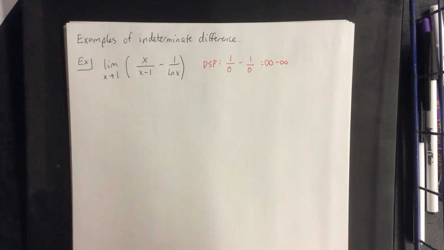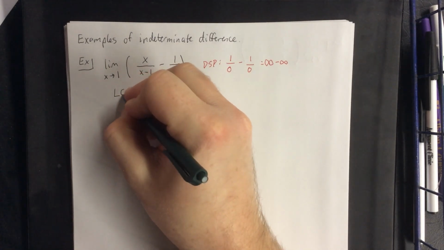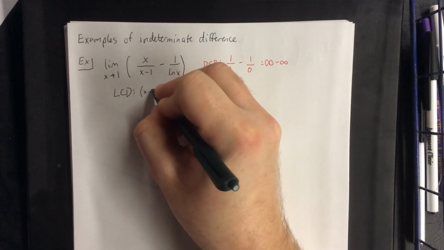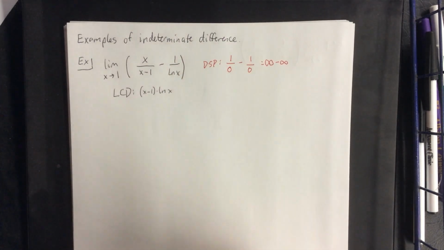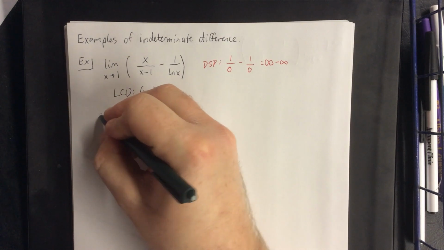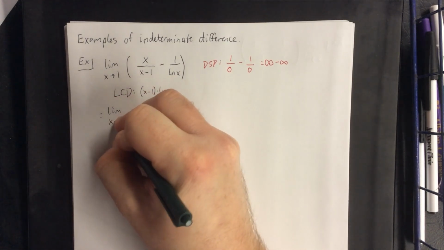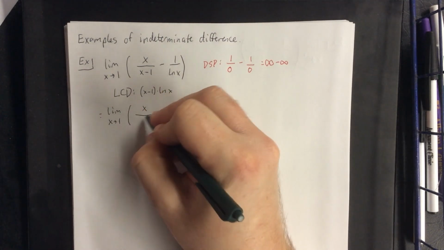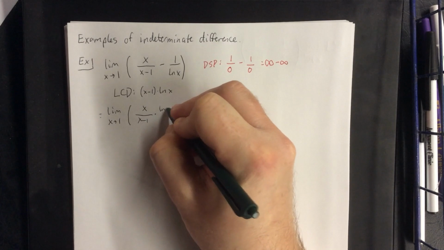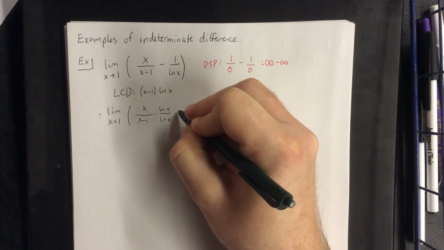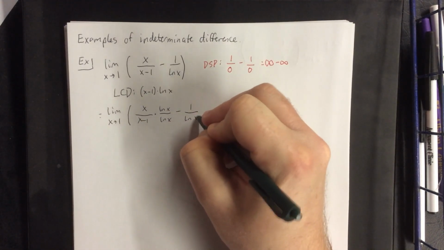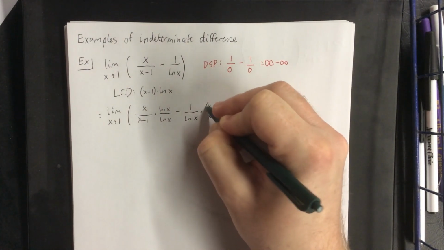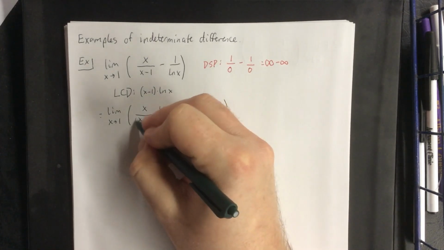Now, as I said on the previous example, what we're looking to do is establish a lowest common denominator. The two denominators that I see are x minus 1 and the natural log of x, so the product of those is going to be our lowest common denominator. So for the first fraction, I'm going to multiply top and bottom by the natural log of x to establish that lowest common denominator. And on the second fraction, I'm going to multiply top and bottom by x minus 1. Careful to use an extra set of parentheses when we have multiple terms.